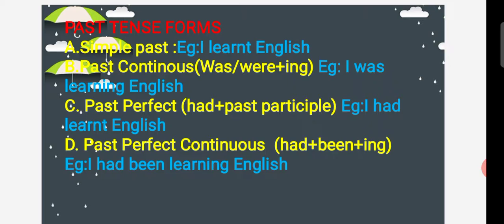So here it is, I had been learning English. I had been learning English becomes past perfect continuous tense. Usually past perfect continuous tense is not asked in the examination while you change the verb forms, but you should know it for life.